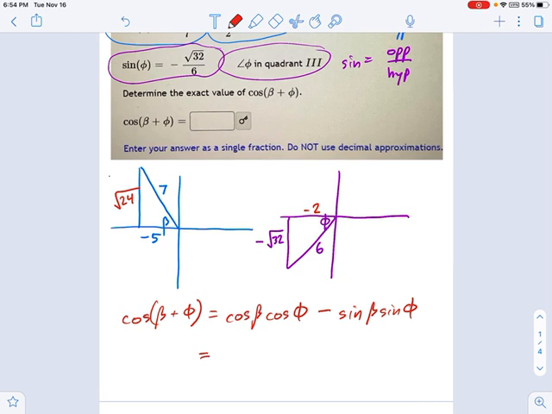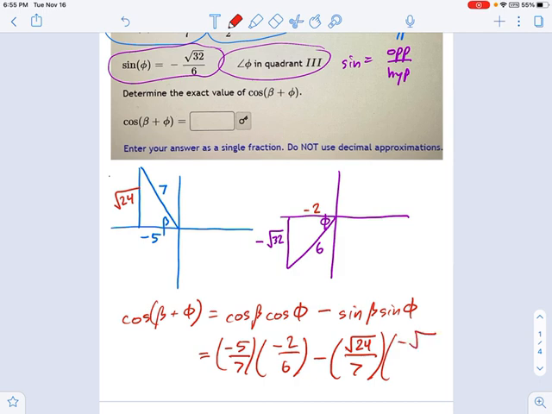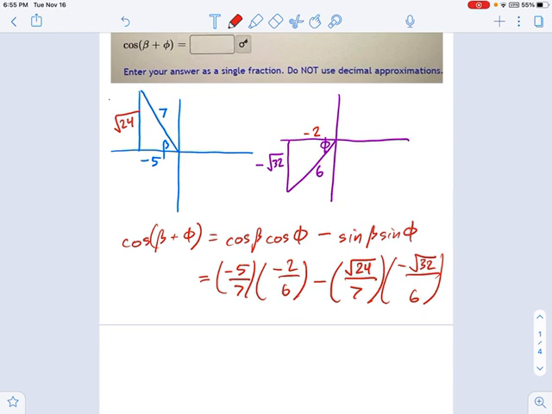So cosine of beta, what's that? Well, adjacent over hypotenuse, I think we were given this one: negative 5 over 7 times cosine of phi. Cosine of phi is over on this side now, and that's going to be negative 2 over 6, minus sine of beta. That's one of the new values we just got: radical 24 over 7. And sine of phi is negative radical 32 over 6. Okay? Simplify that. Don't just leave it like that. That's terrible. We can do some more to work with this.